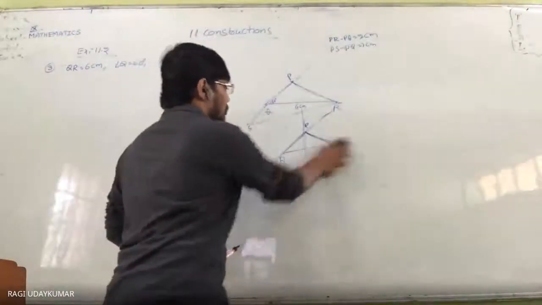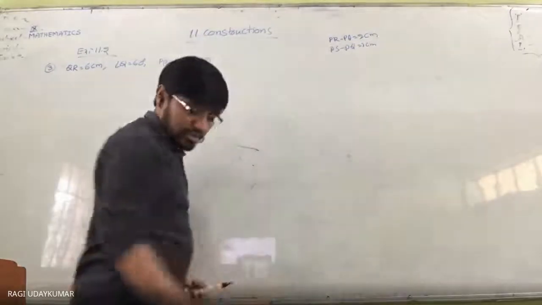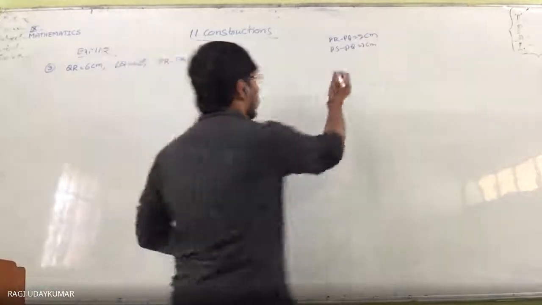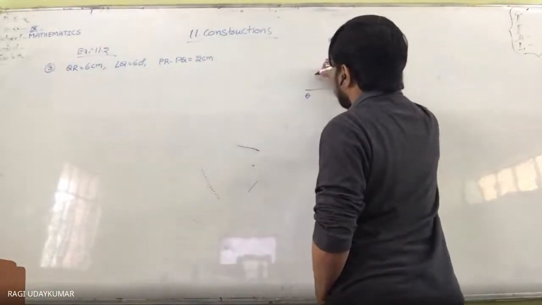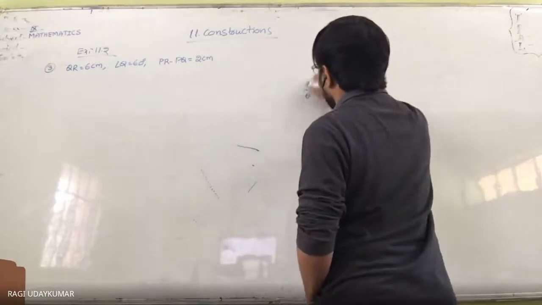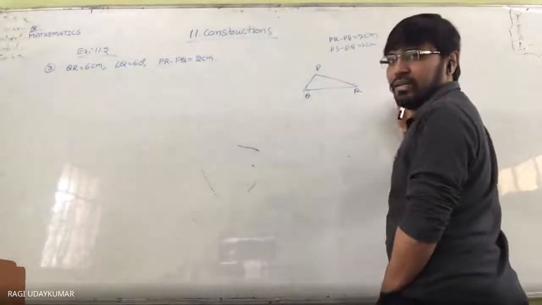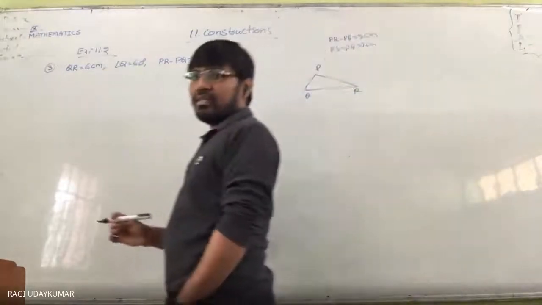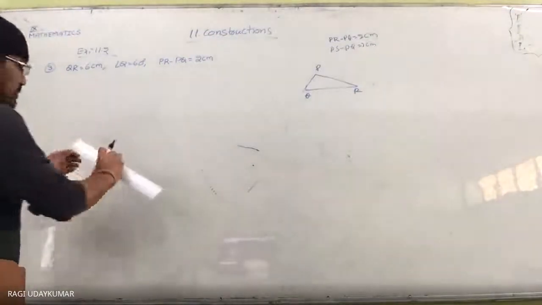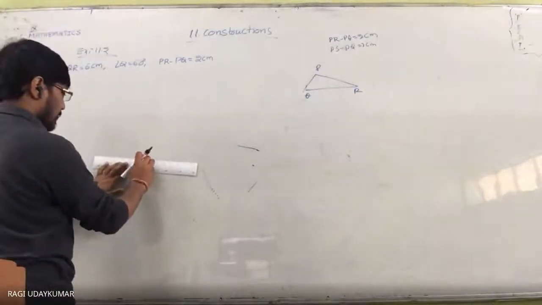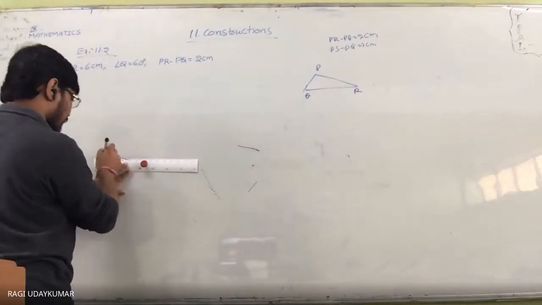First, the rough figure should compulsorily be drawn. So what should you draw in the rough figure? This is QR, and P is somewhere else, here will be P. The given thing is that PR is more than PQ in length. So wherever it is given like that, first you have to draw QR equal to 6 centimeters. Take the scale, okay? 6 centimeters.